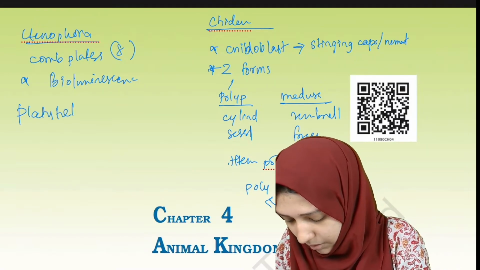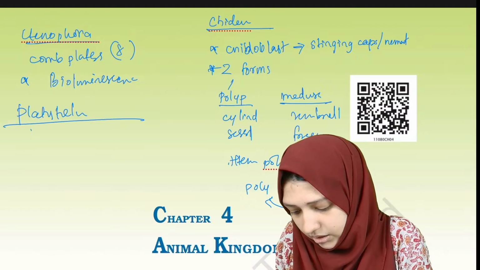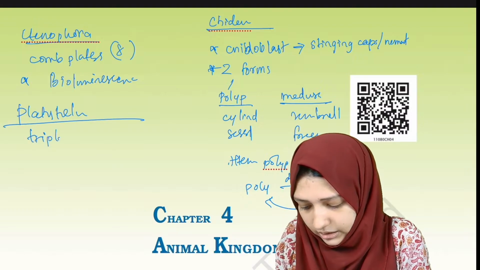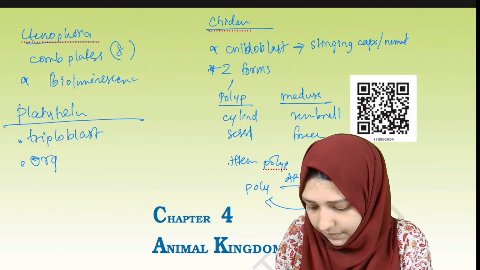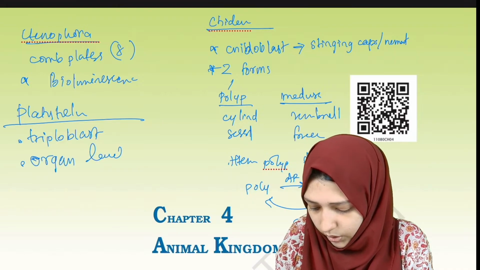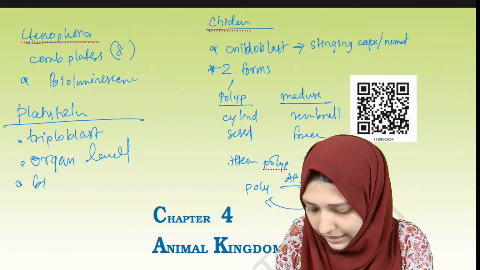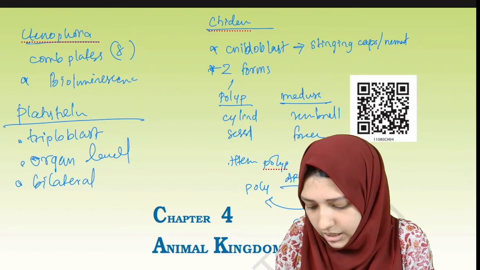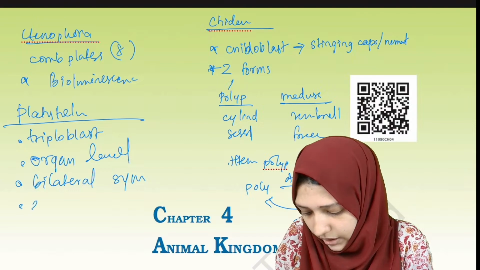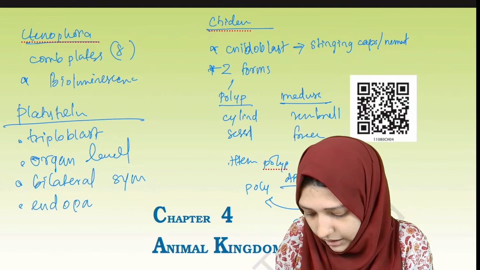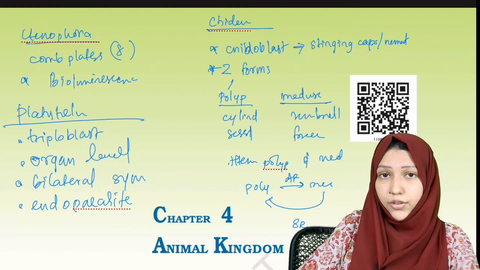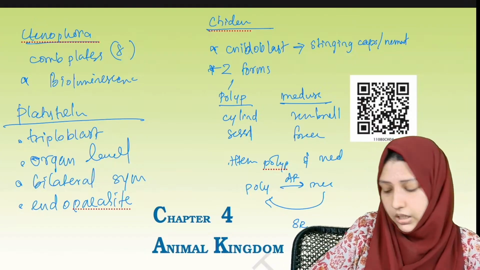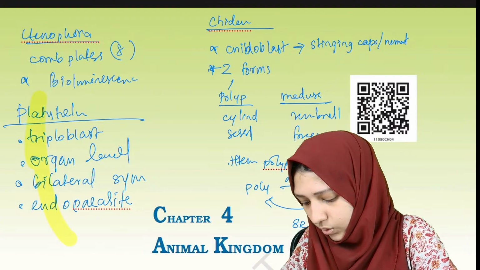In Platyhelminthes they were triploblastic. They started the triploblastic. Okay, they started the organ level of organization. They also started bilateral symmetry. Then they are also endoparasites. Okay, and examples: liver fluke and tapeworm. Clear? Now the next one was roundworms.